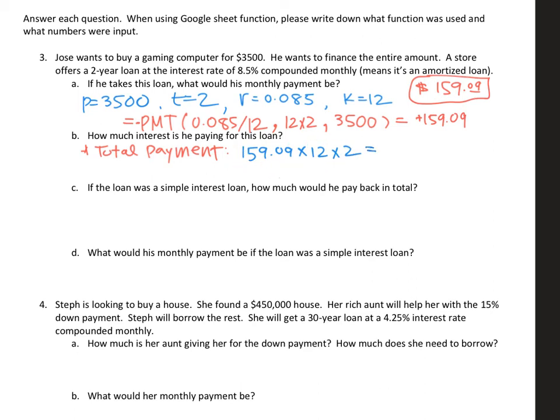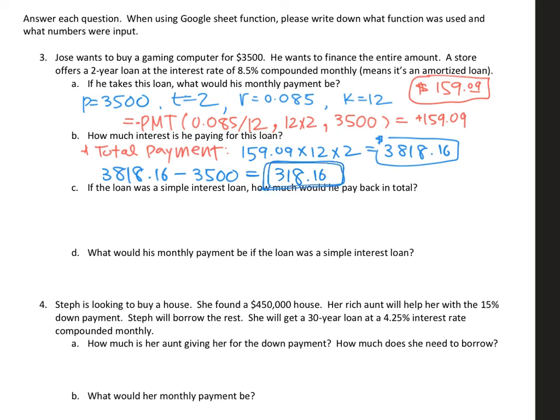So when you calculate this out, I get 3818.16, right? So what does that mean? He borrowed 3,500. He ended up paying 3,800 and some, right? So how much interest is he paying? Well, that's the difference between those two. 3818.16 minus 3500. He borrowed this much and ended up paying this. So he basically paid about $300 more because of interest. So 318.16. That's my final answer for that question.